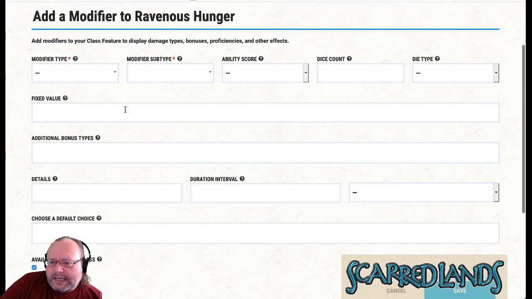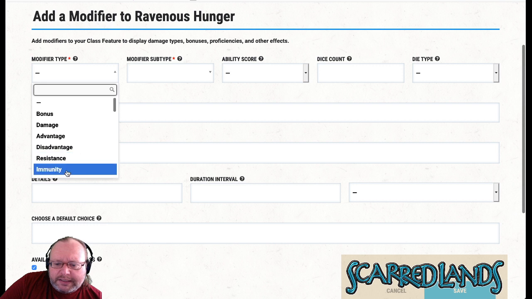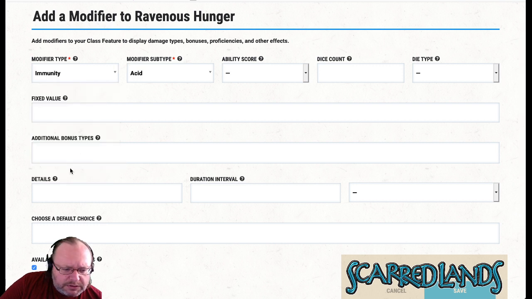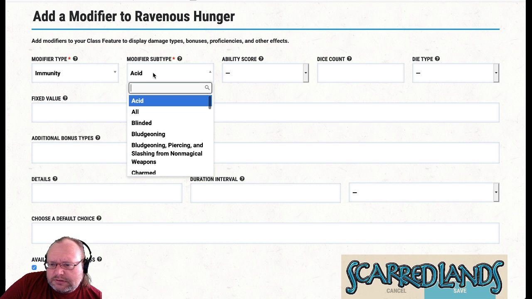All right, so we need to add a modifier. They get immunity to disease.